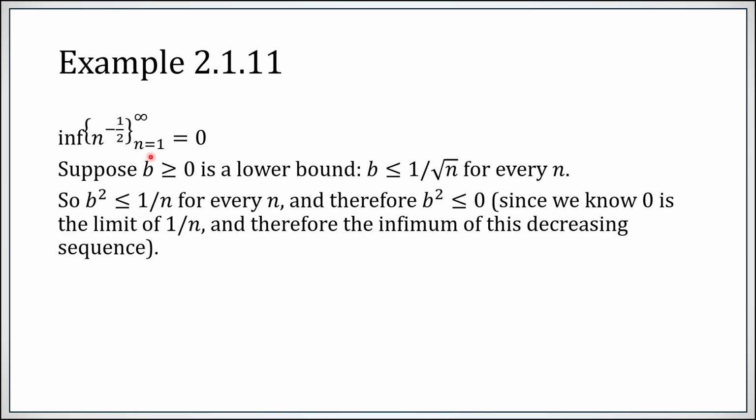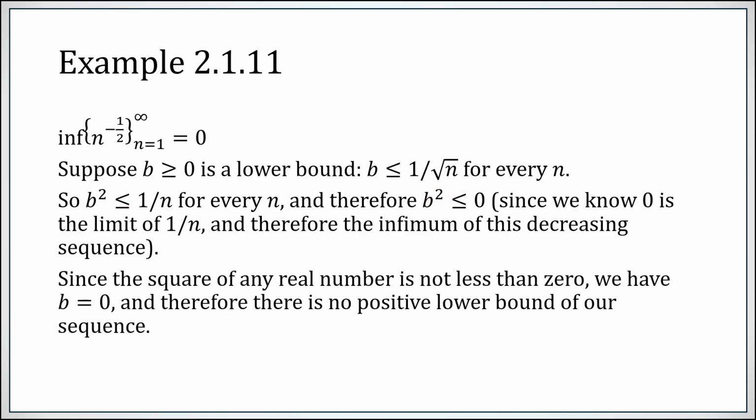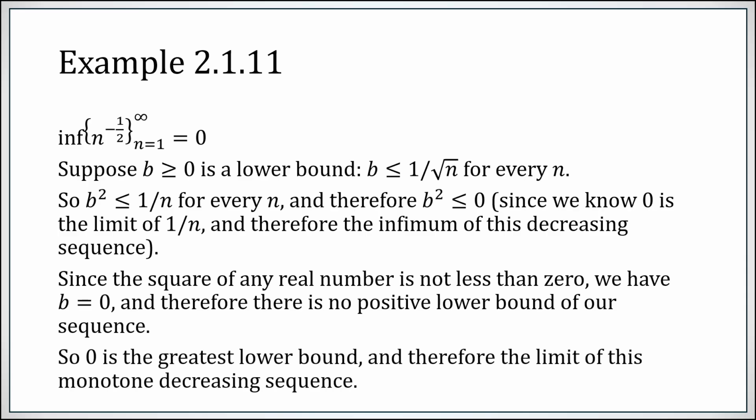We've already established that this sequence, 1 over n, has limit 0. So it gets arbitrarily close to 0. So if b squared is less than all of them, it must also be less than or equal to 0. But the square of any real number can't be less than 0, so it must be equal to 0. And if b squared equals 0, then b equals 0. So the only non-negative number which can be a lower bound is 0 itself. Therefore, it must be the largest lower bound. Okay, now that we have found the infimum of this sequence, since it was monotone decreasing and bounded below, that means we found its limit.